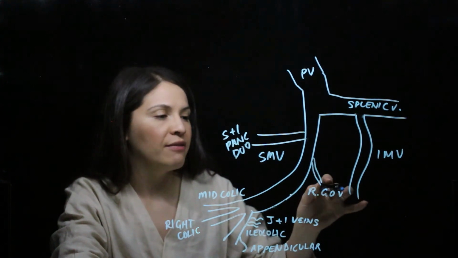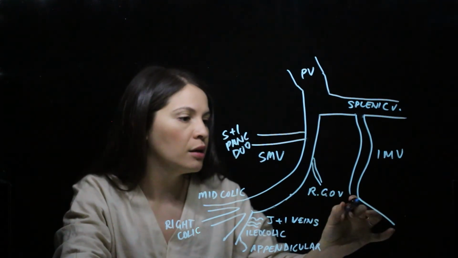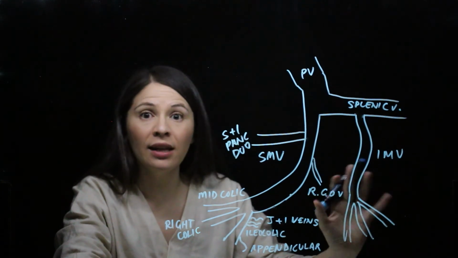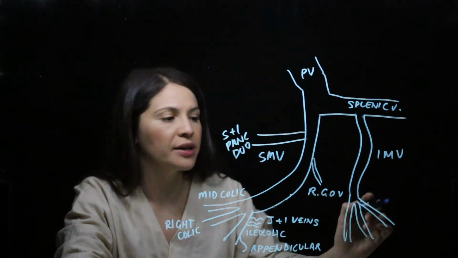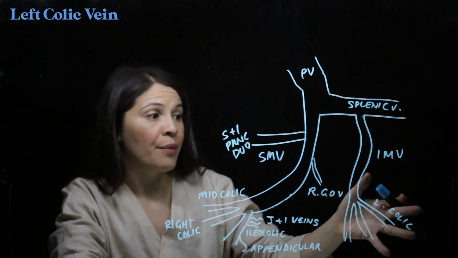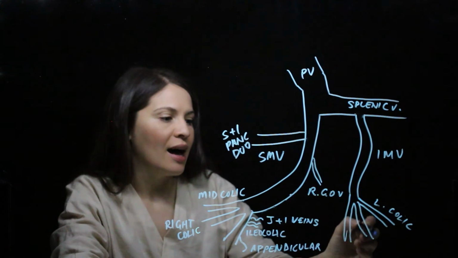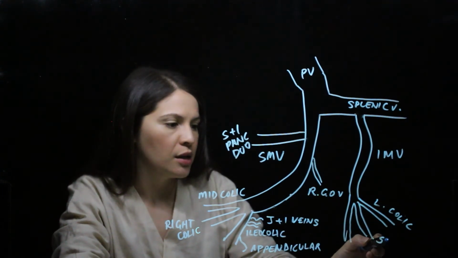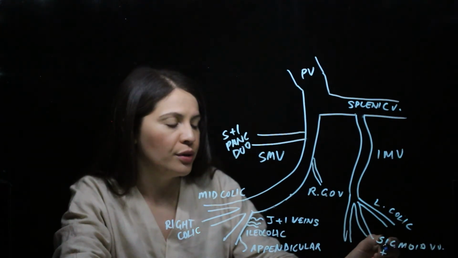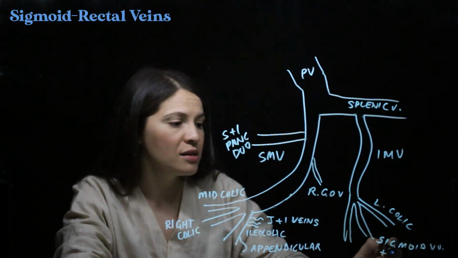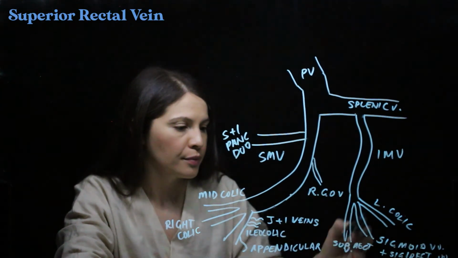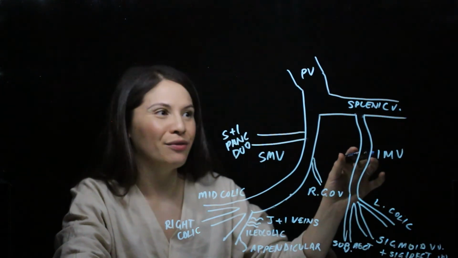Okay, so moving on to the inferior mesenteric vein. So we have three main veins draining into it. So 1, 2, and 3. We don't have a marginal vein like we had a marginal artery coming off the inferior mesenteric artery, but we do have the left colic vein, and that is going to be doing the descending colon, and then we have our sigmoid vein or veins, and then this is going to include sigmoid rectal veins, and then you have your superior rectal vein. Okay, so nothing else exciting is draining into the inferior mesenteric vein.